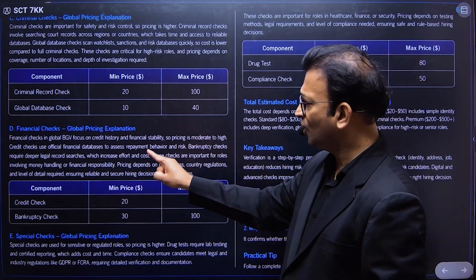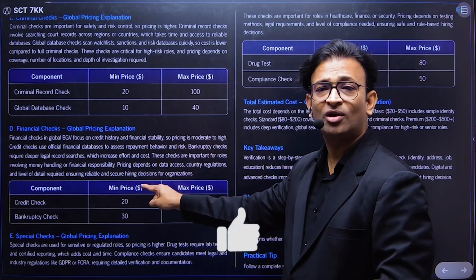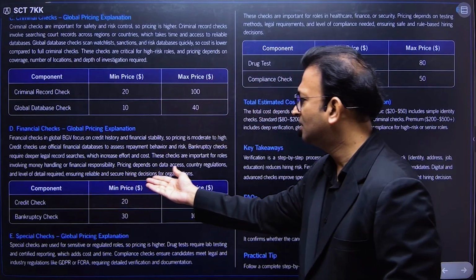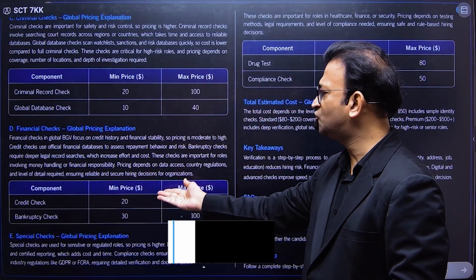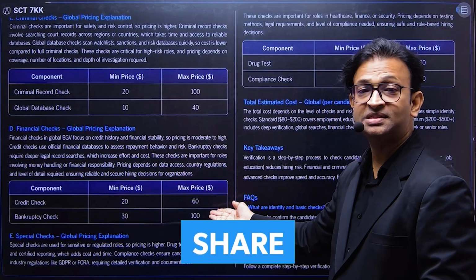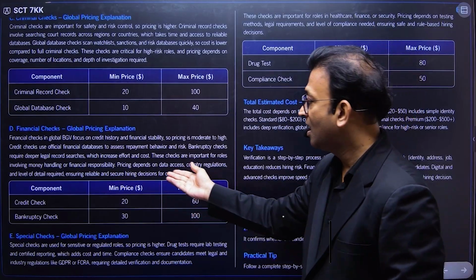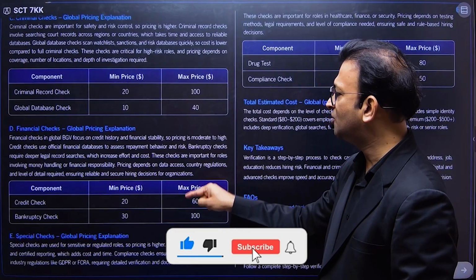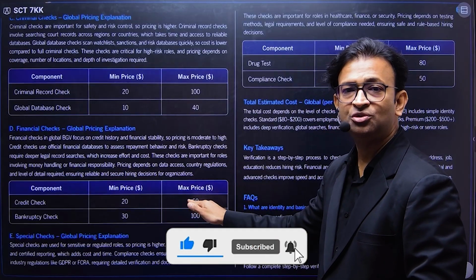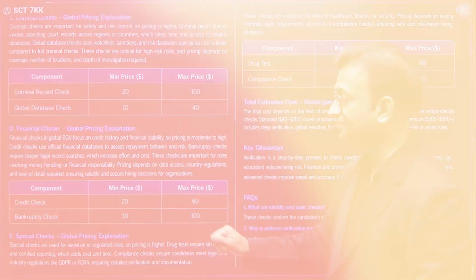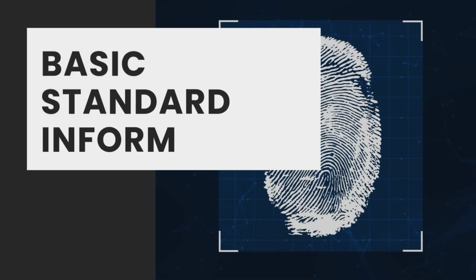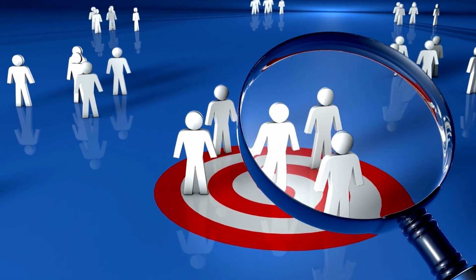Now, if you look at the component and the pricing details, it's very clear that for the credit check, the minimum price is $20 and the maximum is $60, and the bankruptcy check is in the range of $30 to $100. As of now, you got to know the basic standard information about the background verification process.